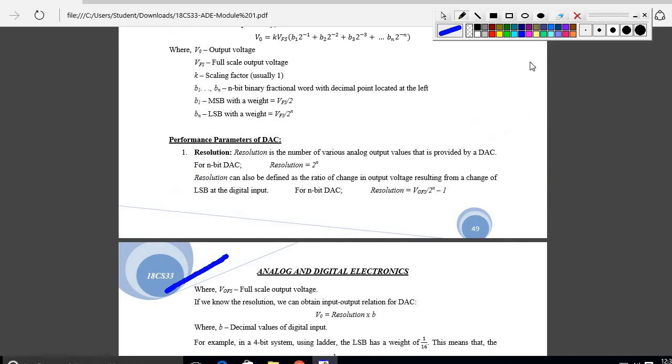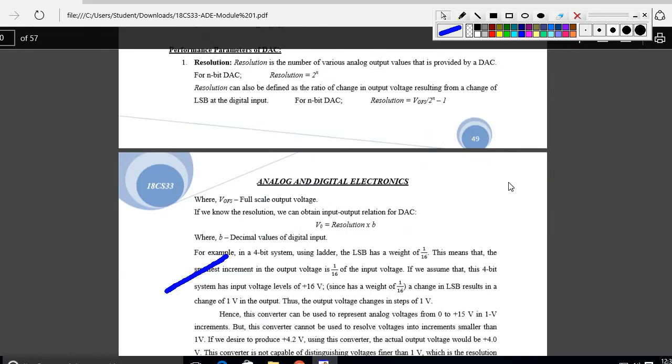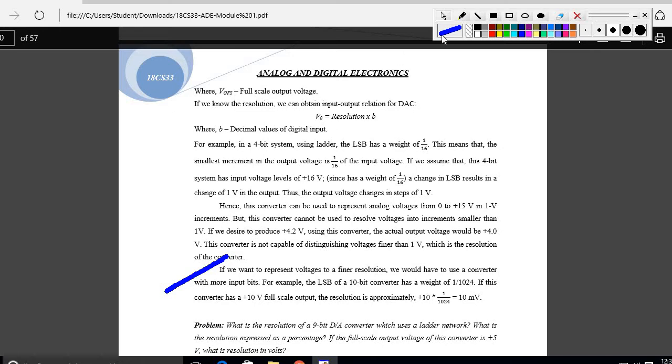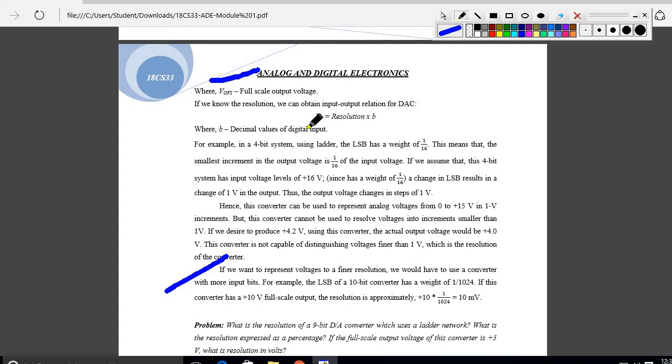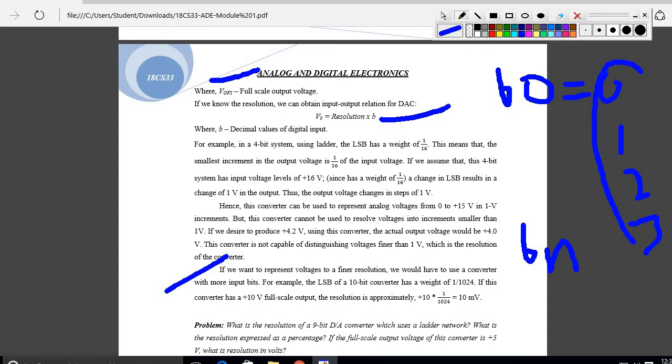Okay, next, see here. We know what V_FS is. V_FS is the full scale output voltage. And if I want to find the output voltage, in this way we have to find it: resolution into B. B is the decimal value of the digital input. Here I am giving B0 to BN, indicating decimal notation: 0, 1, 2, 3. These are all decimal notations. If I multiply these values by the resolution, we get V0.